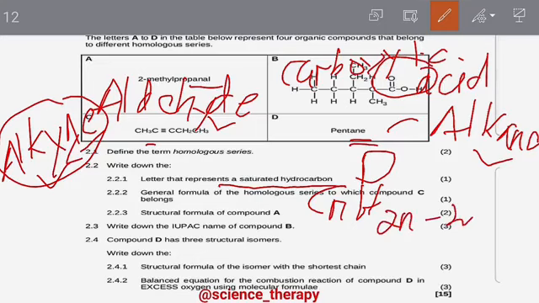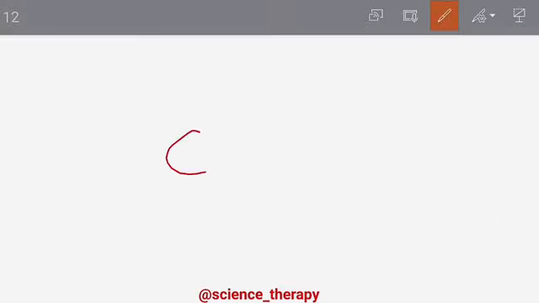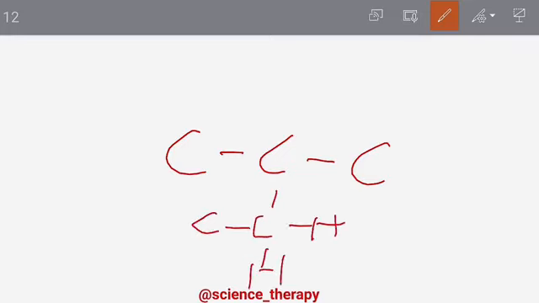Now 2.2.3 says write down the structural formula of compound A. The structural formula of compound A. Now that we've already written that compound A belongs in the aldehyde homologous series, now we know how to draw this. We know that it has a formyl functional group which is always attached to the first carbon atom. Now we have 2-methylpropanal, prop. From prop we know that we must have 3 carbon atoms in our longest chain, but then we have 2-methyl. That means our methyl branch is attached to the second carbon.